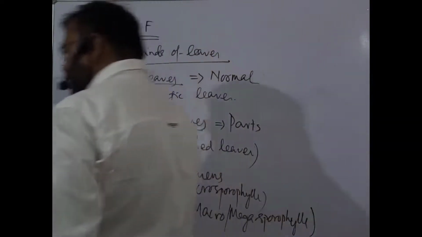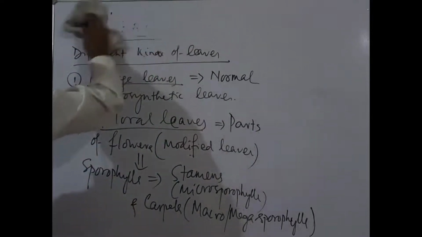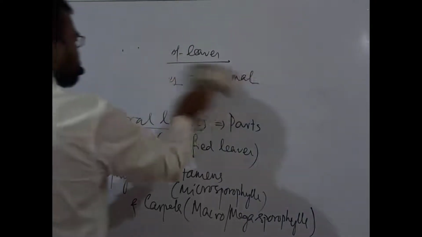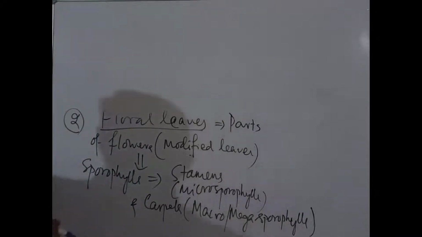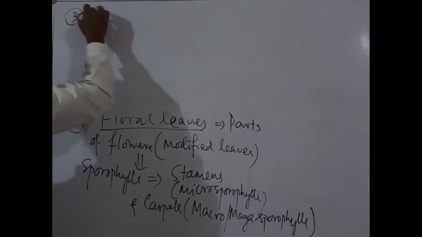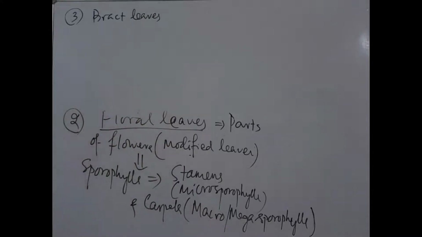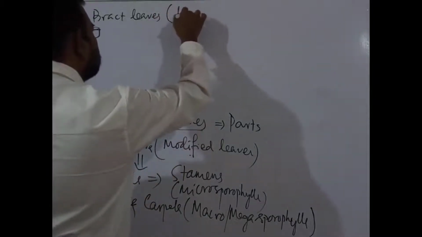Number 3 are the bract leaves. Bracts are the structures found below the flower stalk. Bracts are also a kind of leaves present below the flowers, and the bract leaves are known as hypsophylls.